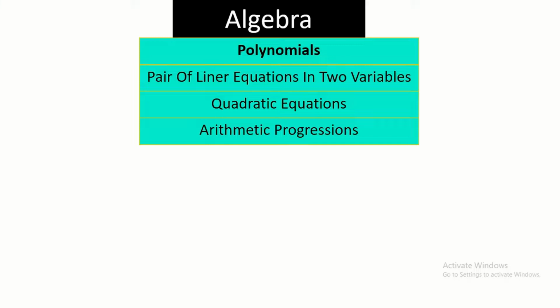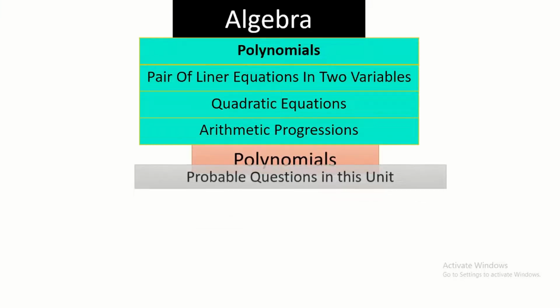The algebra. There are 4 units in the algebra. One is polynomials, pair of linear equations in 2 variables, quadratic equations, and also arithmetic progressions. There are 4 units. So I take here first the polynomials.